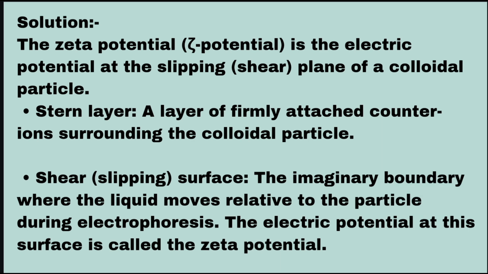We'll see the solution. The zeta potential is the electric potential at the slipping plane of a colloidal particle. Here the Stern layer is a layer of firmly attached counter ions surrounding the colloidal particle. Next is the shear or slipping surface, the imaginary boundary where the liquid moves relative to the particle during electrophoresis. The electric potential at this surface is called the zeta potential.